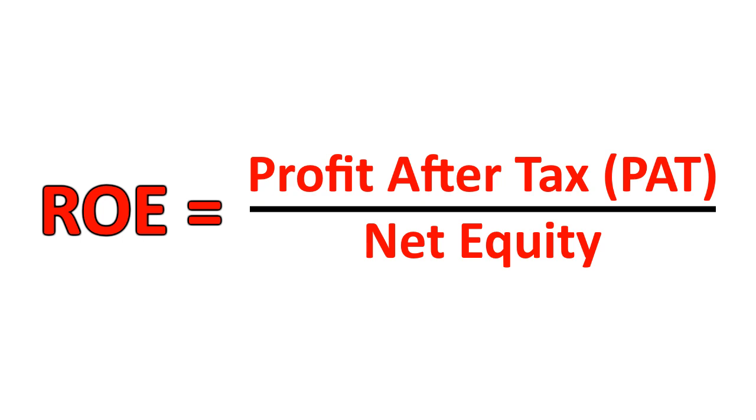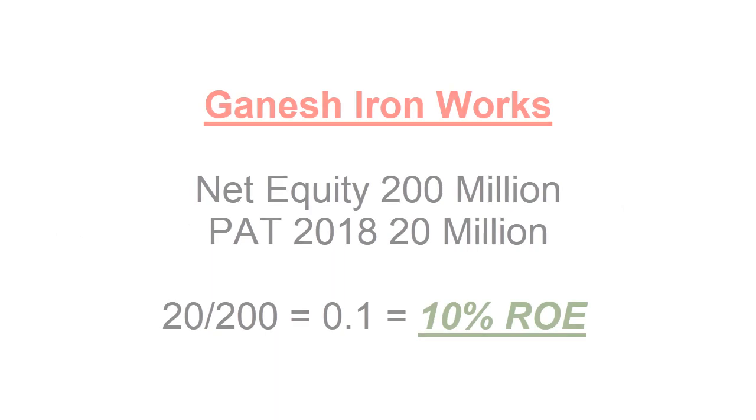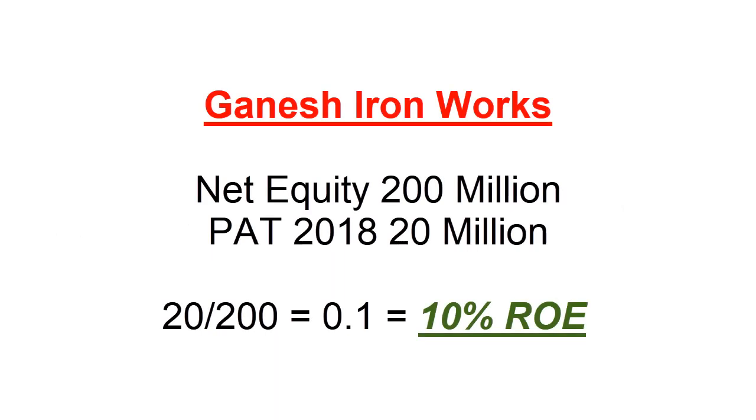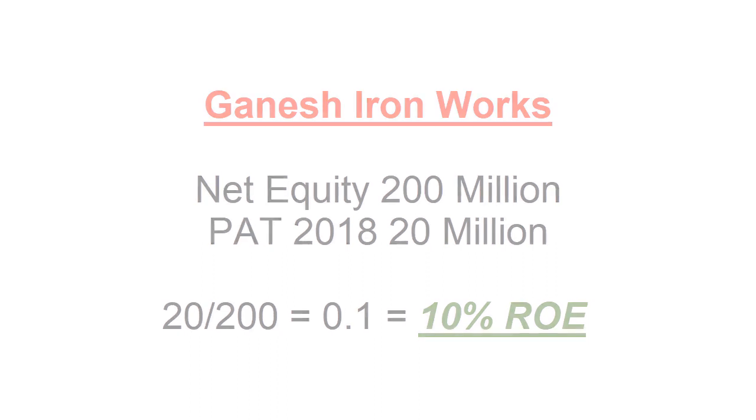To understand how it tells us about profit generation efficiency of a business, we will take a look at a small example. Ganesh Iron Works is a business with net equity of 200 million and in year 2018 it generated 20 million in profit. So to get ROE, we will divide 20 million by 200 million. We will get 0.1 as the answer. To convert it into percentage, multiply it by 100. So we can say that ROE of Ganesh Iron Works is 10%.